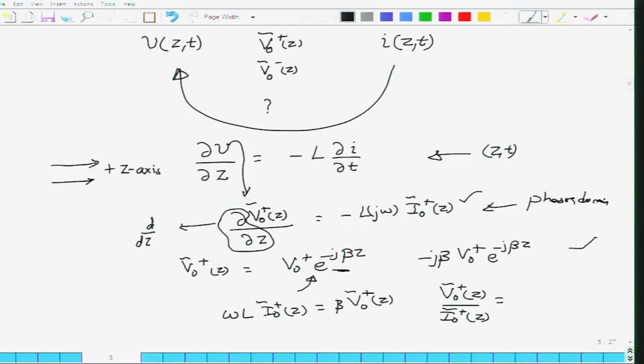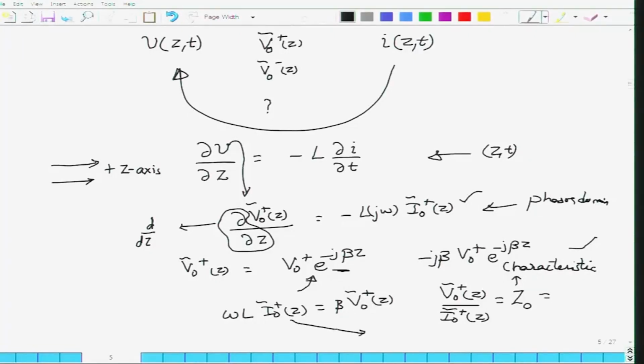That is, both of them are traveling along the plus Z direction, and this ratio will be denoted by the quantity Z0, and this Z0 is called the characteristic impedance of the transmission line. Okay. And this characteristic impedance can of course be complex, but in most practical cases it will be a real quantity. And what is the characteristic impedance? Use this equation to bring I0 down here and beta onto this side. This is given by omega L by beta, right.